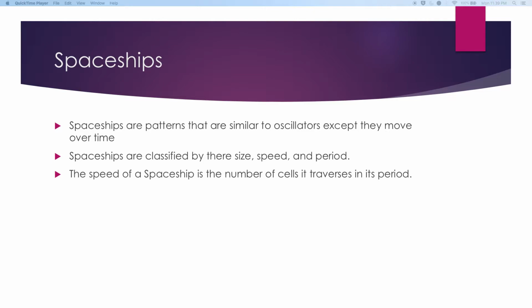Spaceships are patterns that are similar to oscillators. Just like an oscillator, their structure cycles through a fixed set of states. However, a spaceship's root position will change when it cycles through a period. Spaceships are classified by three main attributes: size, speed, and period. The speed of a spaceship is the number of cells it traverses in its period.